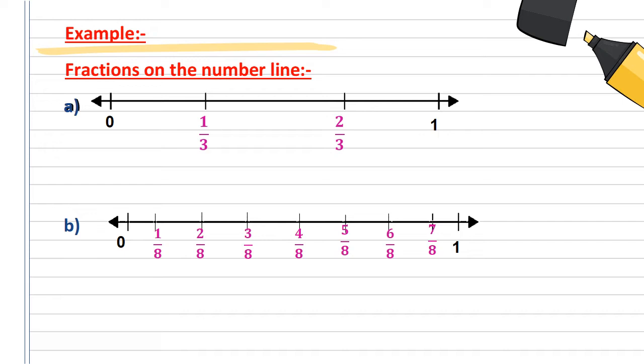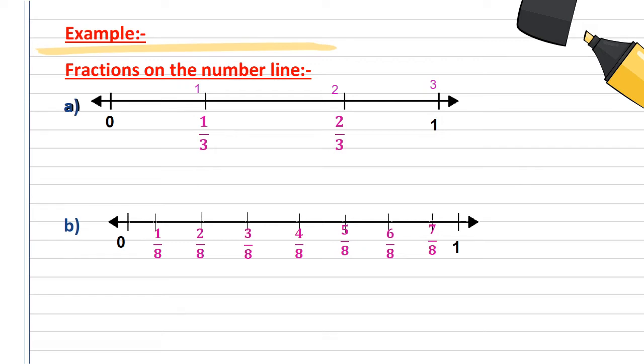I have to cut the number line according to the denominator number. My denominator here is 3, so I cut the number line into 0, 1, 2, 3. 3 is above on number 1. Okay, now my denominator is 3 and my numerator at the first point will be 1 over 3 and the second point will be 2 over 3. Let's see the next one.